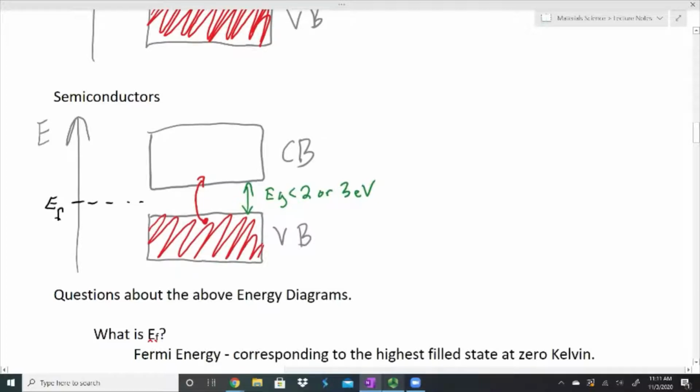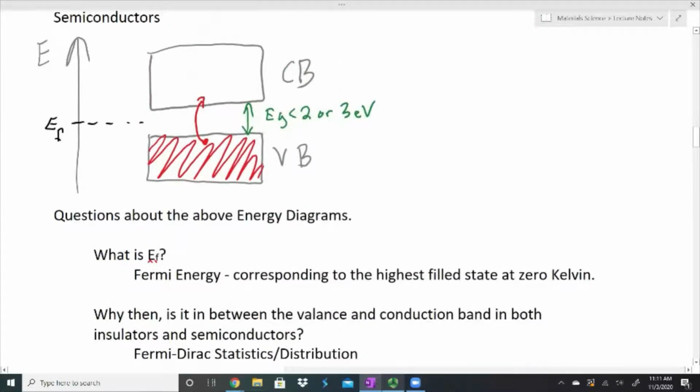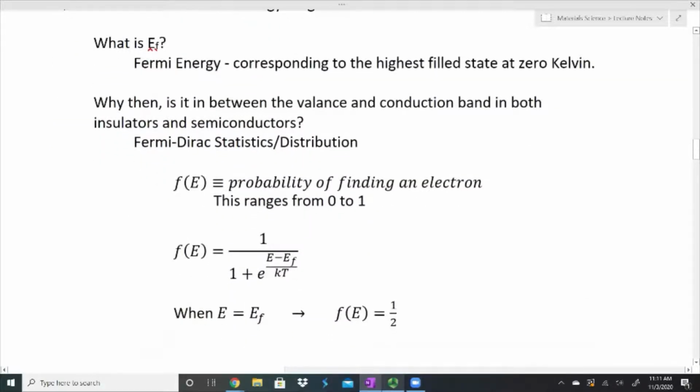I want to be pretty quick on this next part. It's not super important for this class, but again, it is something that I think is important to mention. There might be some questions about the above energy diagrams. We'll talk about those in class. But one of those that I want to talk about now really briefly is what is E sub f. That is the Fermi energy.